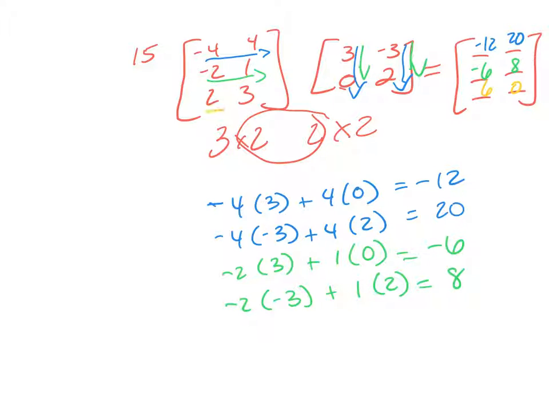The yellow one is the third row with each of the columns. All right, it's like the distributive property. So that's going to be 2 times 3 plus 3 times 0, which is 6. And then we have 2 times negative 3 plus 3 times 2, which is 0.